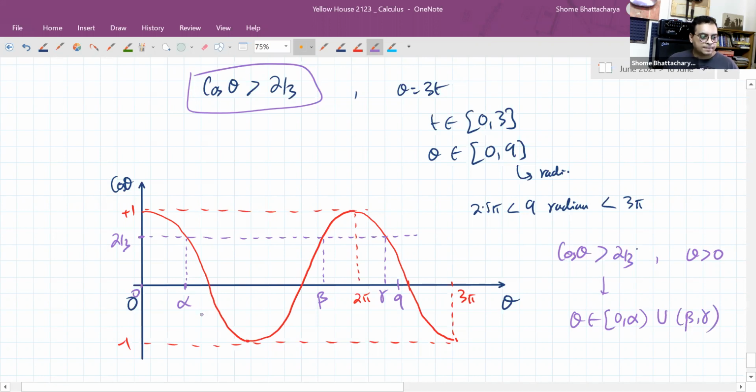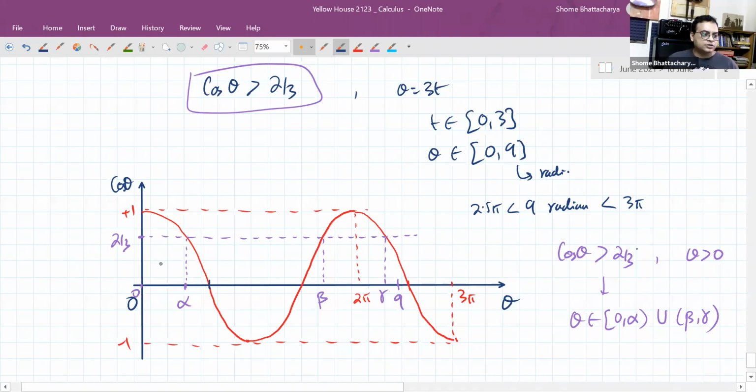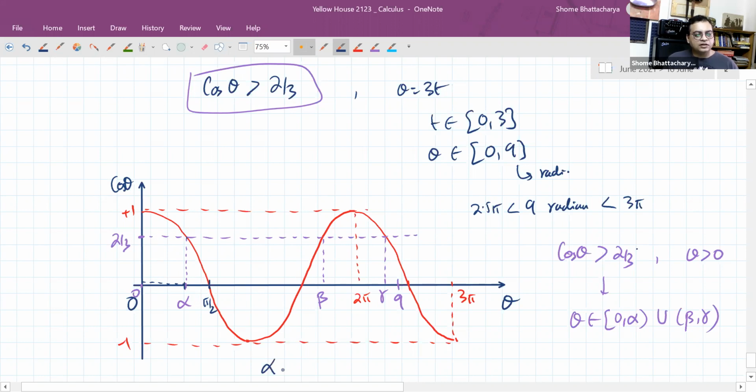You understanding my point, beta? Sir, I did not understand the purple part. See, this is a line 2 by 3, na? So I want cos theta to be greater than 2 by 3. So wherever it cuts the graph, in this part of the domain 0 to alpha, the value of cos theta is greater than 2 by 3. Understand? Yes, sir. In the first quadrant, there must be some angle alpha less than 90 degrees at which cos theta is equal to 2 by 3. So what is alpha? Alpha is cos inverse 2 by 3 in first quadrant.